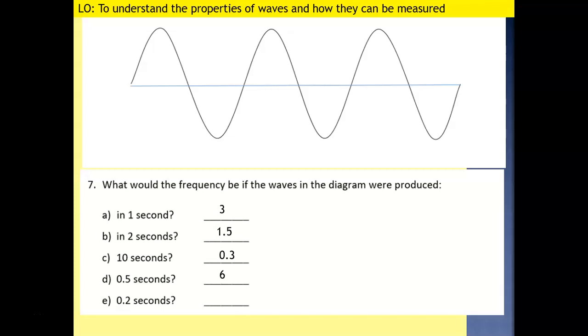And finally, 0.2 seconds, that would be 3 divided by 0.2, giving us 15. Again, pause the video, ensure you've got those answers down, and make sure you know how I've got to those figures. It's always the number of waves at the top divided by the time in seconds.